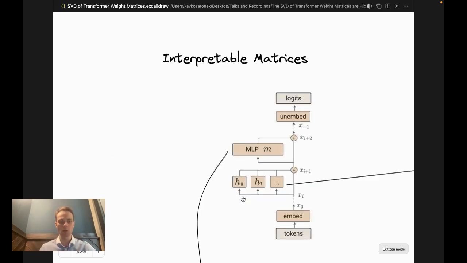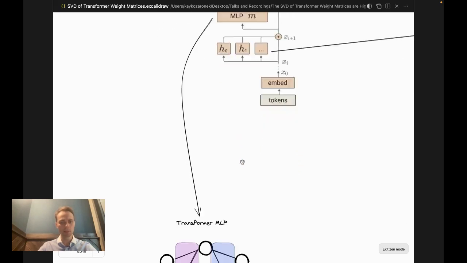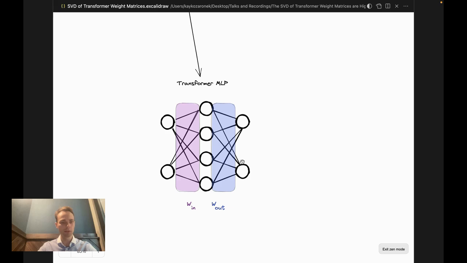Cool. Now we've seen how the transformer looks. So now I basically want to draw your attention to the matrices that we want to interpret. So let's start with the MLP here. The MLP basically looks like a multi-layer neural network. It has one hidden layer, one output layer and one input layer. And the two matrices that are associated with any MLP are the WIN, which is the weight matrix that takes the input and maps it onto the hidden dimension, and WOUT, the weight matrix that maps it back from the hidden dimension to the output dimension.